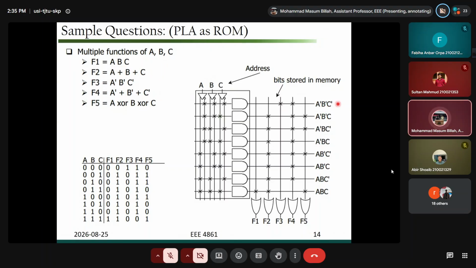And maybe not this sort of truth table, but maybe a waveform can be asked from you. 1 means ground and 0 means ground and 1 means 10 volt, something like that. So you should definitely draw that one.